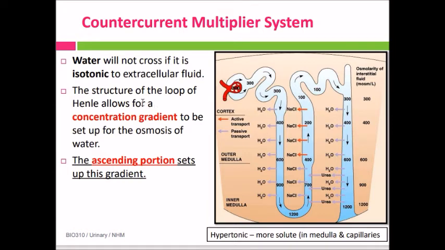And the structure of the loop of Henle allows the concentration gradient to be set up for osmostasis, and the ascending loop of Henle sets up this gradient.